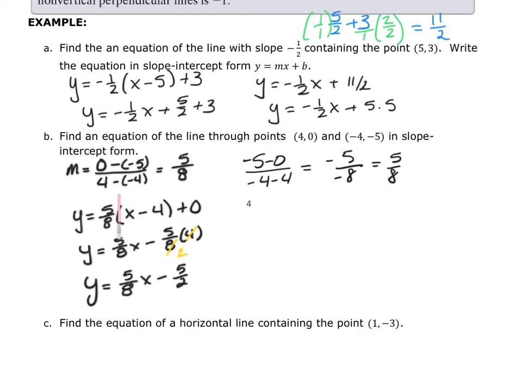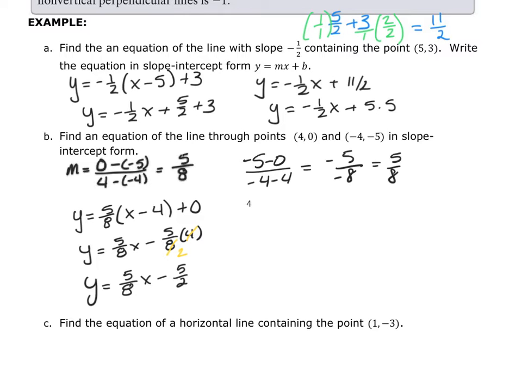Whether I did the first ordered pair minus the second or the second ordered pair minus the first, I'm still going to get 5 over 8 if I made sure my signs were correct everywhere. And down here, it doesn't matter which way you subtract. I could have said y plus 0 or minus 0 is equal to this. I prefer this modified form because it gets me right to here fairly quickly. Okay, so what do you all have for C?